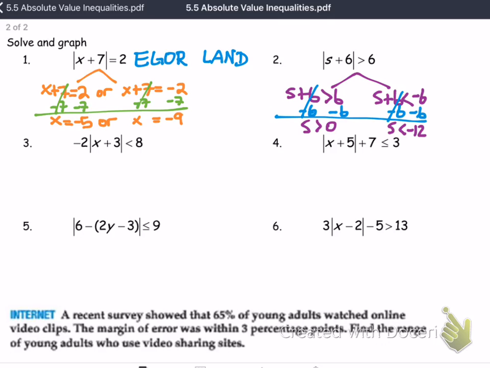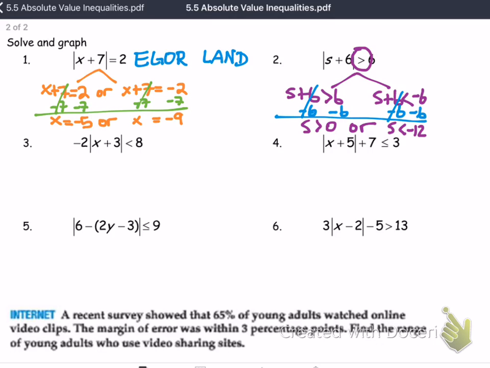So I got two inequalities here. s is greater than 0 and s is less than negative 2. Now, in the beginning of the problem, I started with a greater than, which is part of the Igor. Therefore, my final answer is going to have an or at the end.